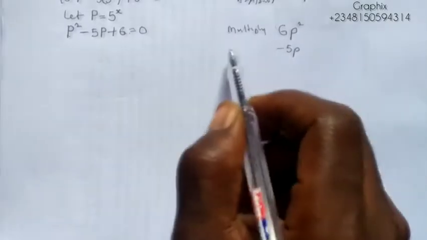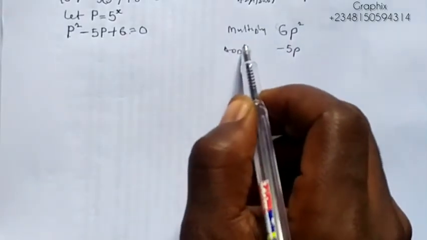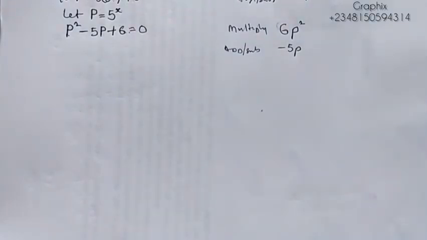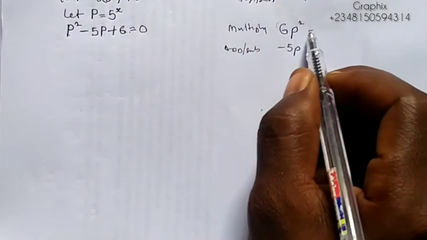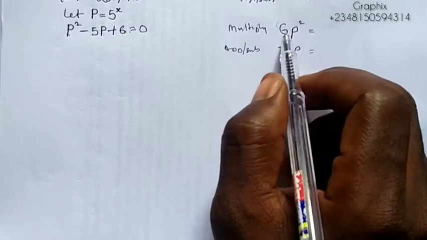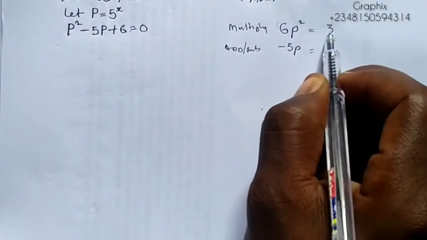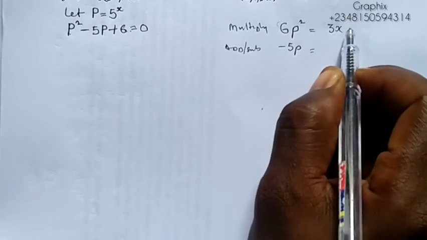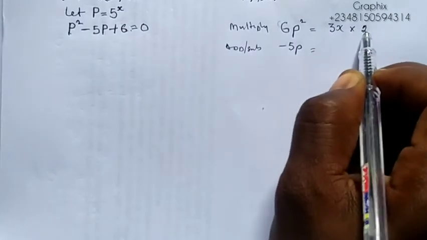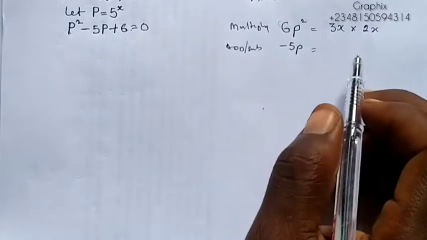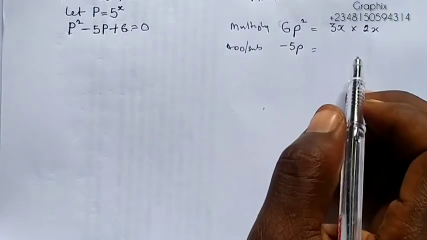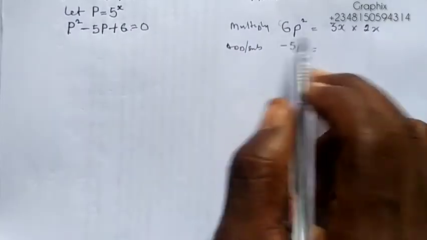And the other one is as a result of what? Addition or subtraction. So what you do here will be this. You look for two values, you multiply, that will give you 6, and when you add or subtract, to give you what? 5. So the two values are what? 3x times 2x gives you 6p squared, right? Because 3 times 2 is 6.